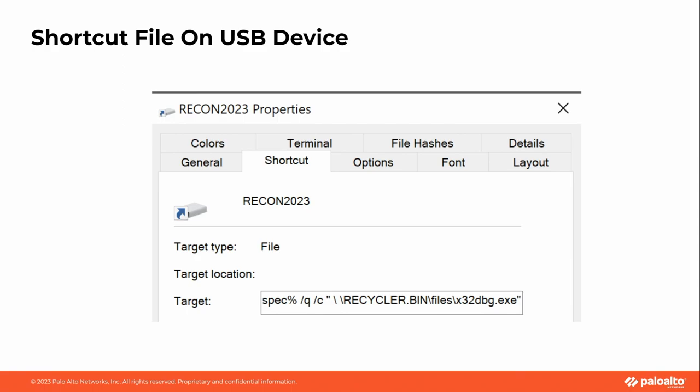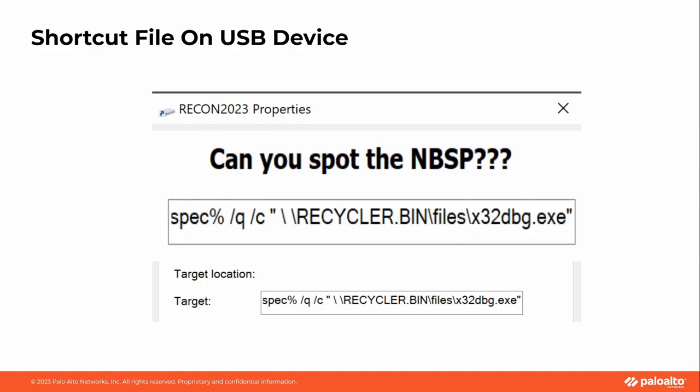So here, it's doing nothing more than launching cmd.exe, don't echo any of the commands, run and terminate, and call x32debug. Nothing fancy. Can you spot the NBSP? Can you see it in there? If you were to look at this on disk, would you see anything wrong? Besides running x32debug, you clearly see it's running from recycler.bin\files, and you don't see those NBSP. They are right there.